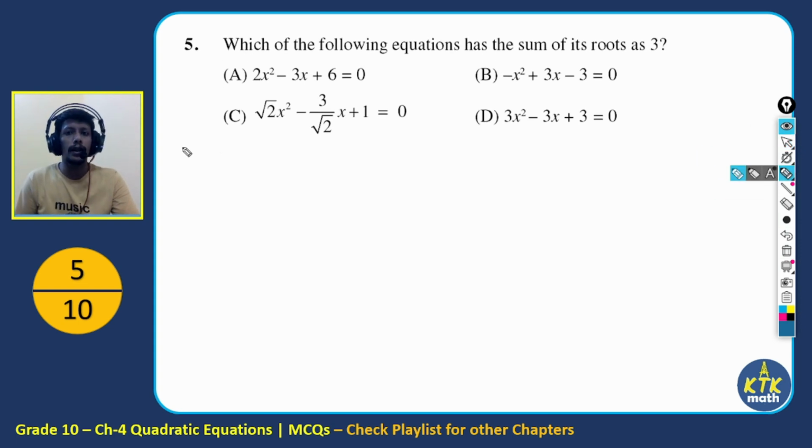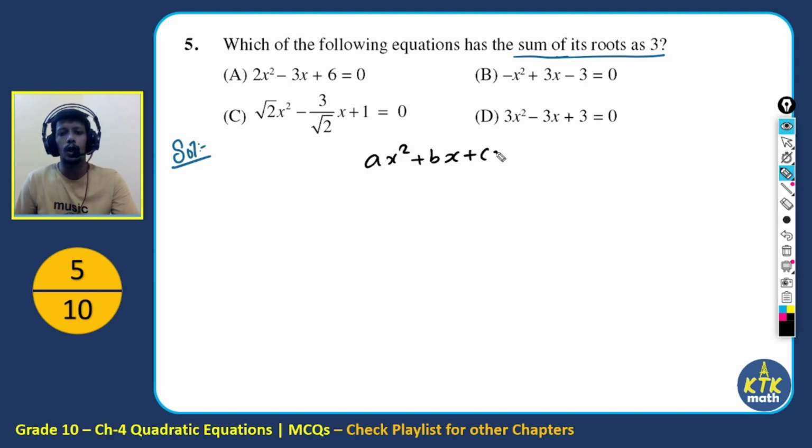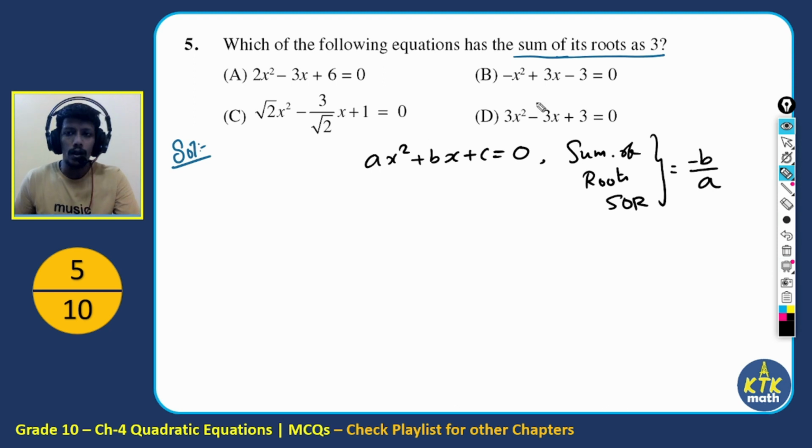This question is talking about sum, not root. Which of the following equations has the sum of its roots as 3? When an expression is given in terms of ax squared plus bx plus c equals 0, I hope you know that sum of roots, we used to say it as SOR, is negative b by a, where b is the coefficient of x and a is the coefficient of x squared.